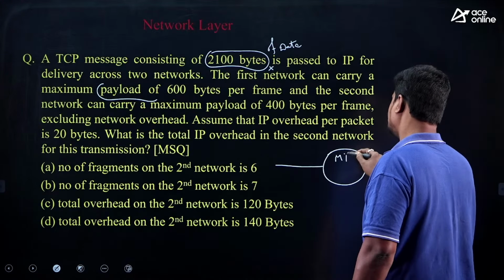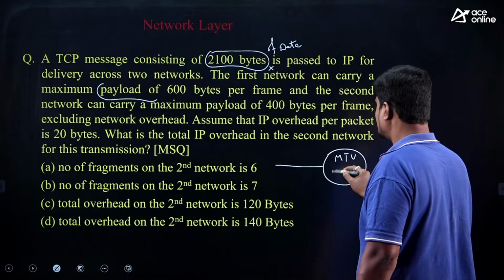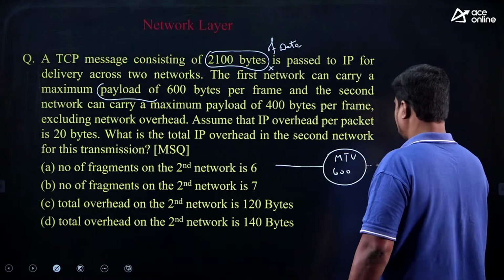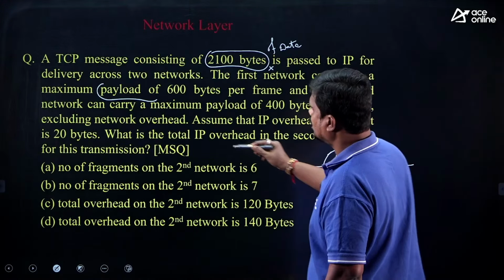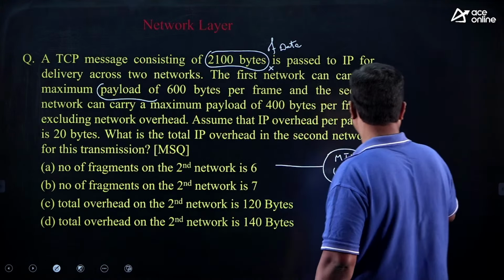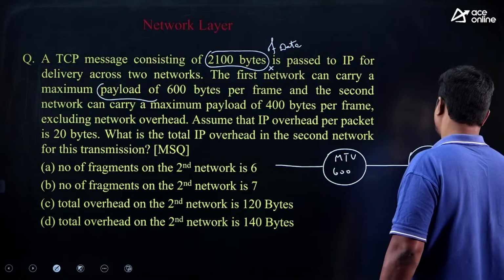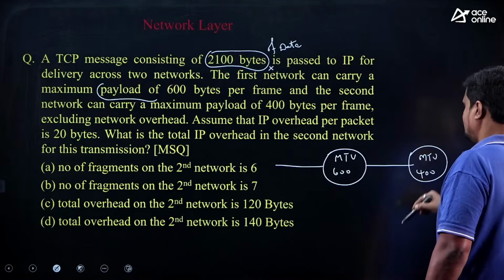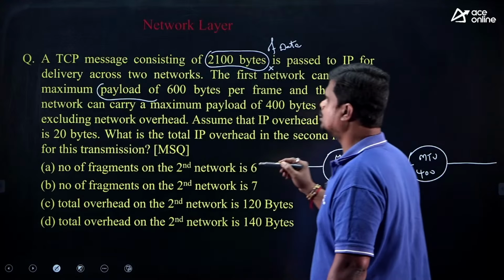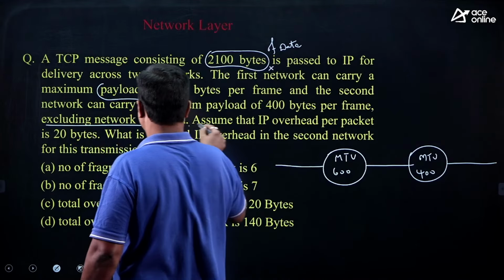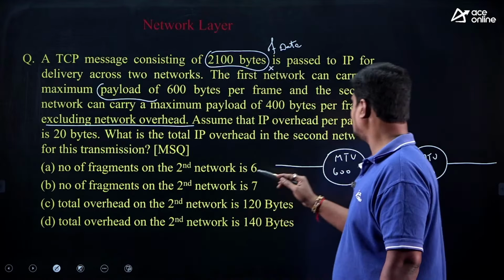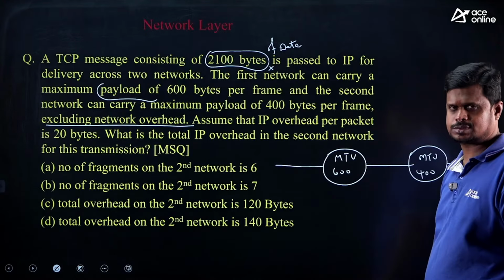So this is your first network MTU. What is the first network MTU? Only the data portion we are considering, 600. Then what is the second network MTU? It also has a maximum payload of 400. The question clearly mentions we are excluding the network overhead. It means the 20 bytes of header we are not considering anywhere in these networks.